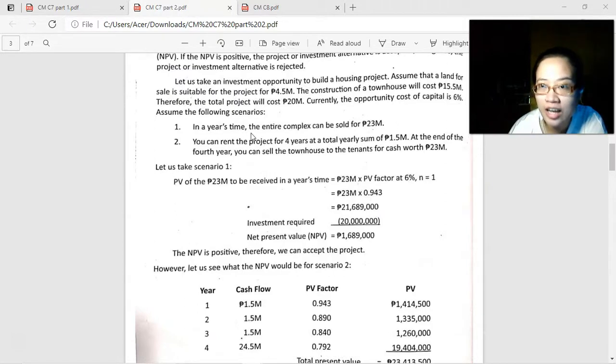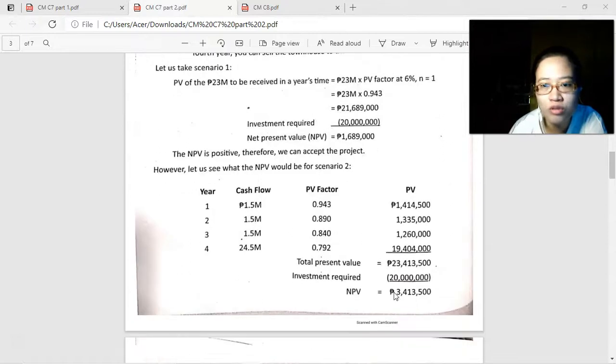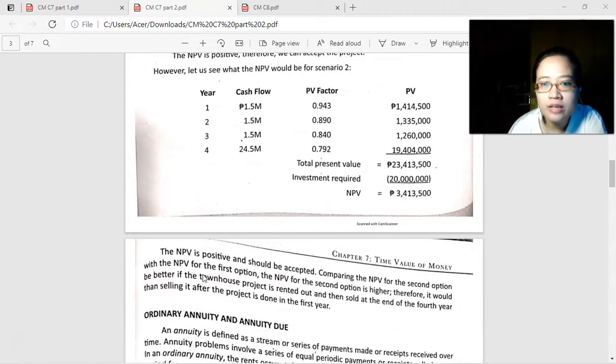Okay? Pero you have to consider this one, scenario 1, makukuha mo to after 1 year lang. In a year's time. Okay? Pero itong scenario 2, 4 years. Abutin ka ng 4 years before mo makuha itong return na ito. Okay? The NPV is positive and should be accepted. Comparing the NPV for the second option with the NPV for the first option, the NPV for the second option is higher. Therefore, it would be better if the townhouse project is rented out and then sold at the end of the 4th year than selling it after the project is done in the 1st year.